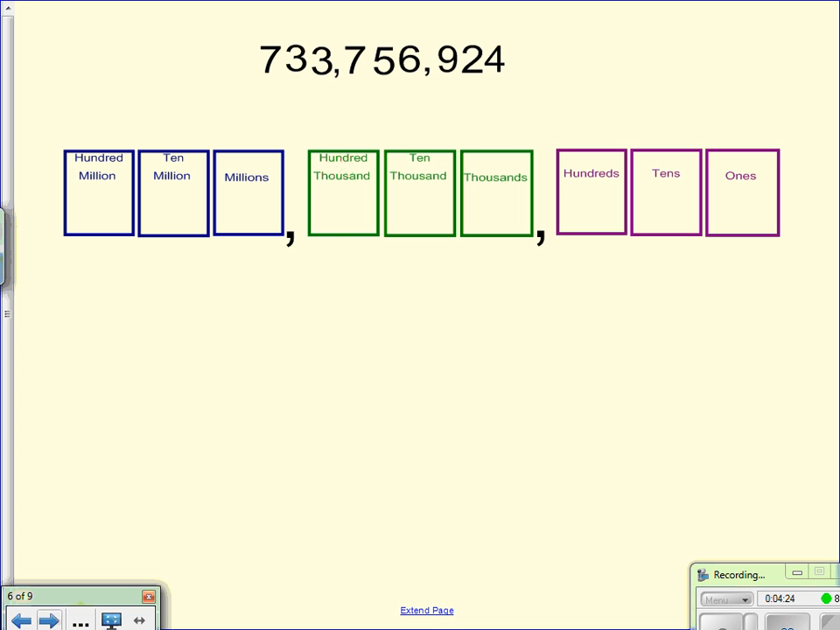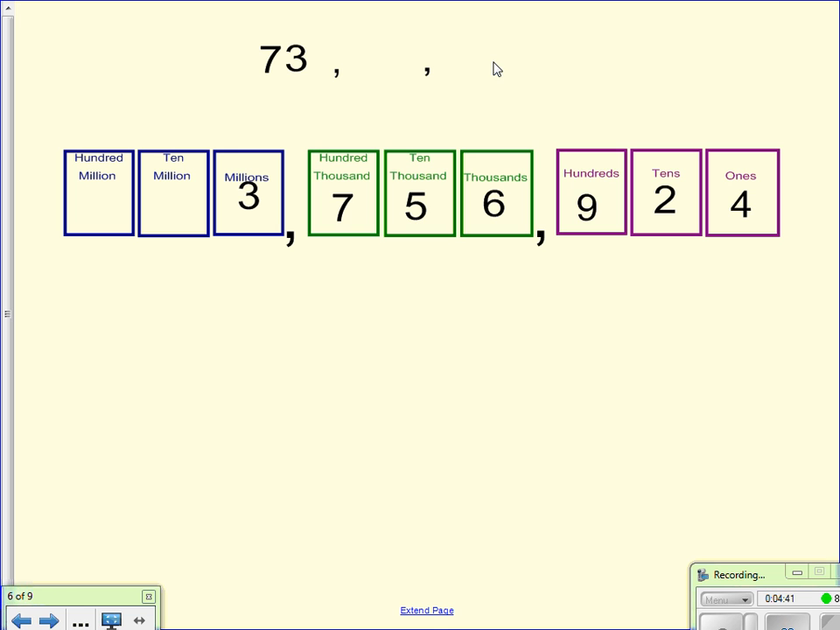Let's look at another number, do the same type of thing here. I would have 4 ones, 2 tens, 9 hundreds, 6 thousands, 5 10,000s, 7 100,000s, 3 millions, 3 10 millions, 7 100 millions.